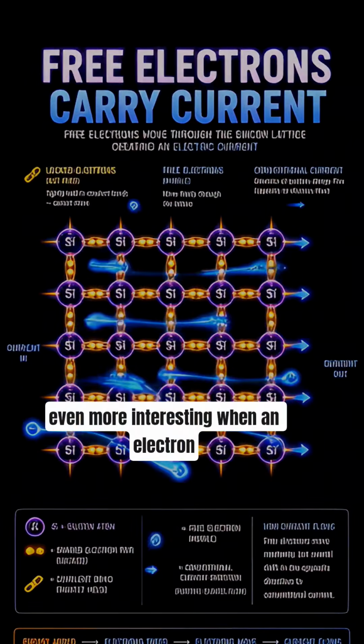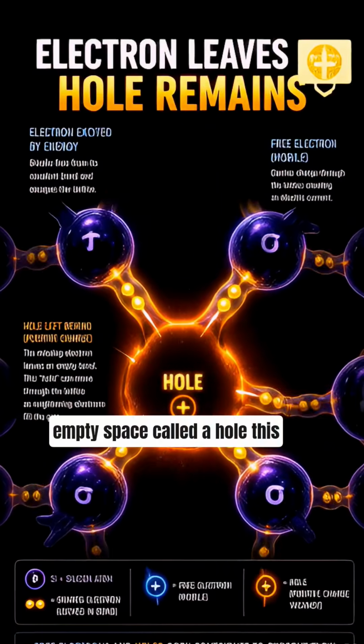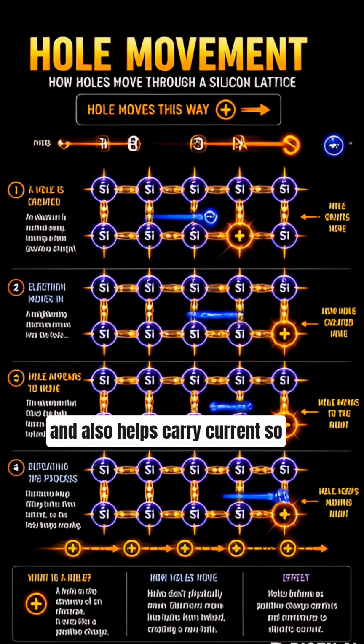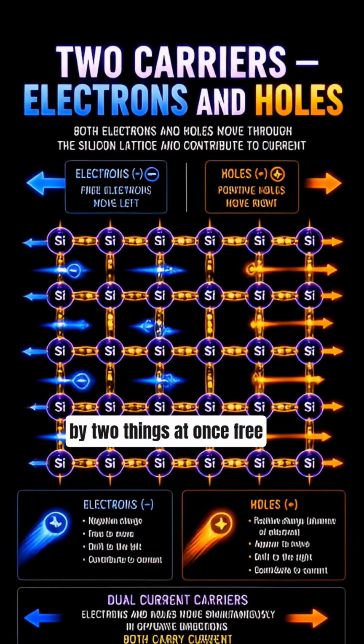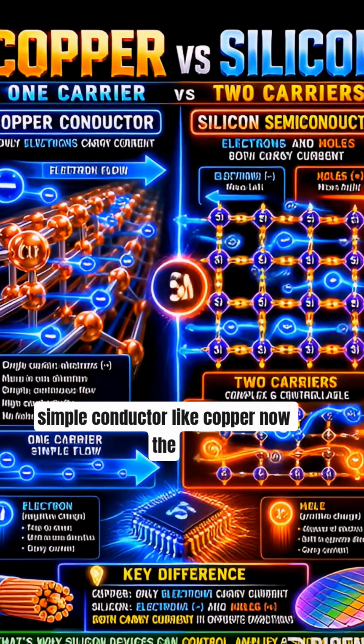And here is something even more interesting. When an electron breaks free, it leaves behind an empty space called a hole. This hole behaves like a positive charge and also helps carry current. So in a semiconductor, current is carried by 2 things at once: free electrons and holes. This is something that does not happen in a simple conductor like copper.